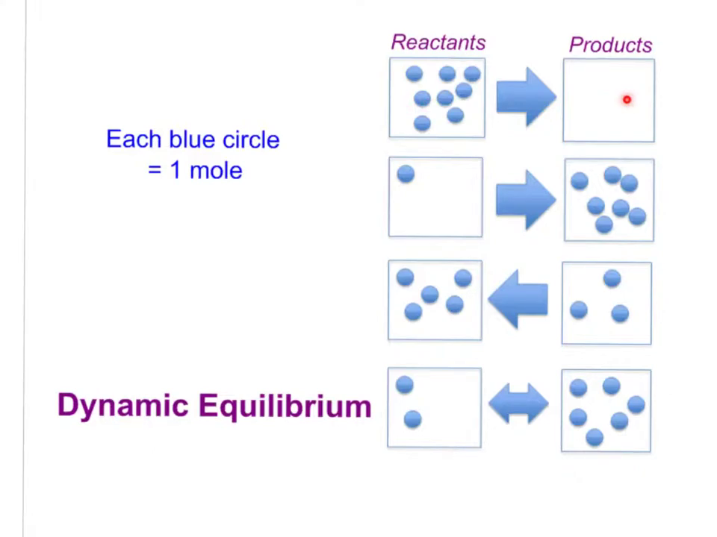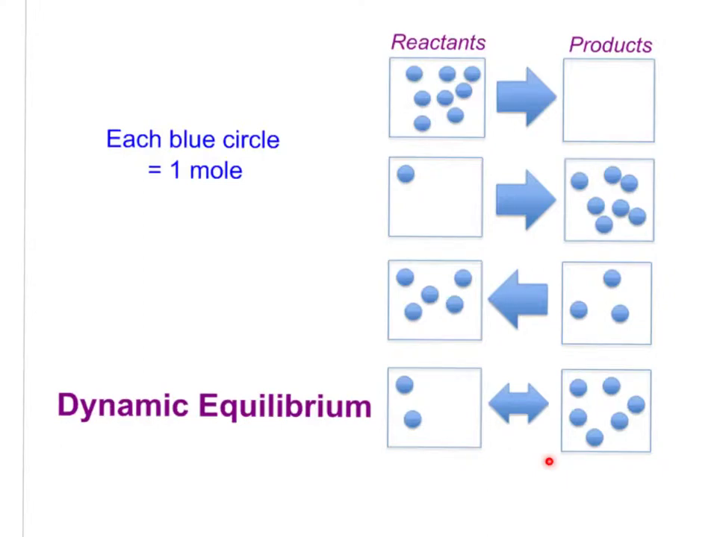We may let a little time go by and then check back in, and we see this happening. It's almost all products. There's only 1 mole of reactant there. That would be our next phase. And then maybe we check back again and we start seeing this happening. We have a little heavier on the reactant side, only 3 moles of product. And here we finally achieve a dynamic equilibrium.